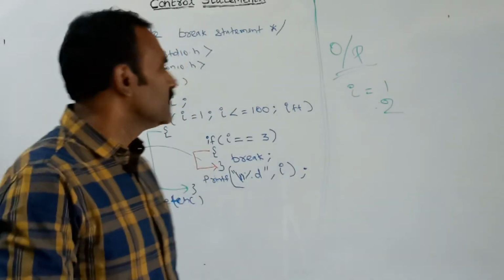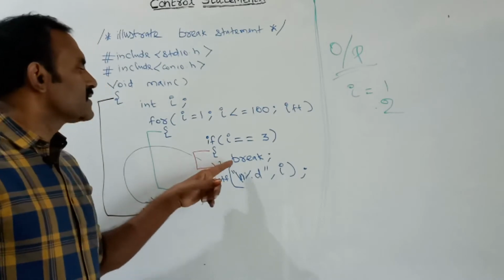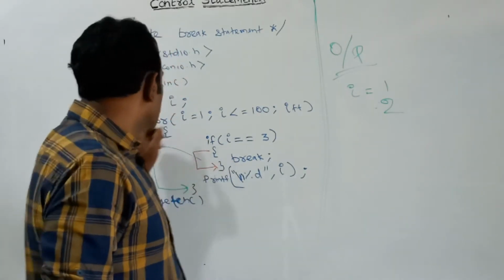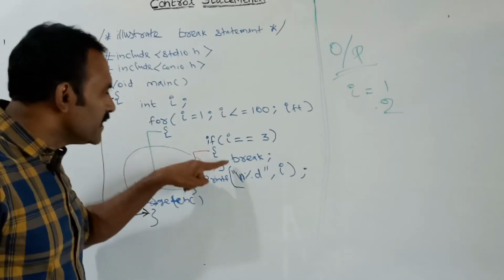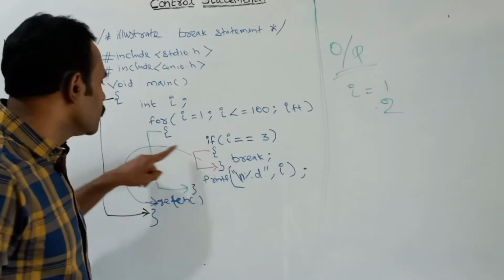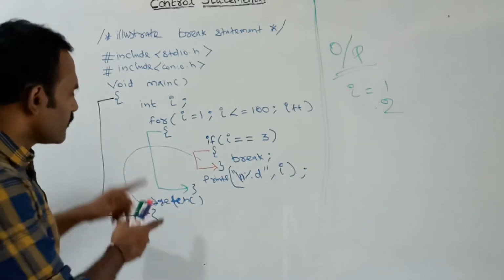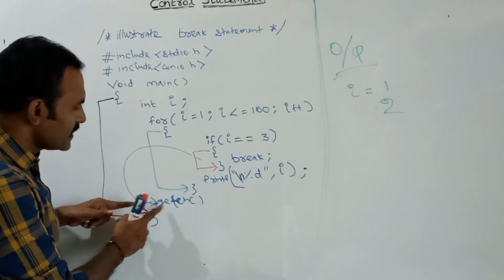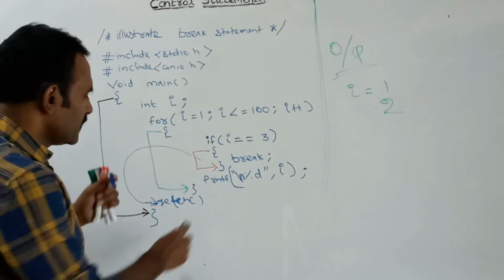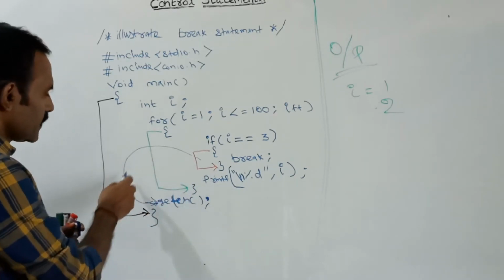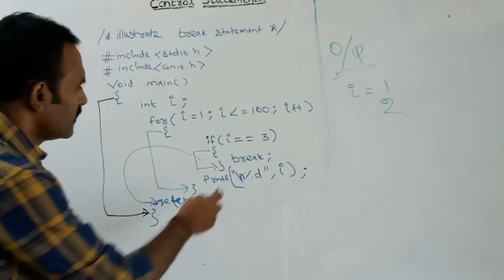So here, when the break statement is encountered inside the loop, it immediately terminates the loop and comes outside to the next statement of the loop. Here the next statement is getch. So the program control will come here.